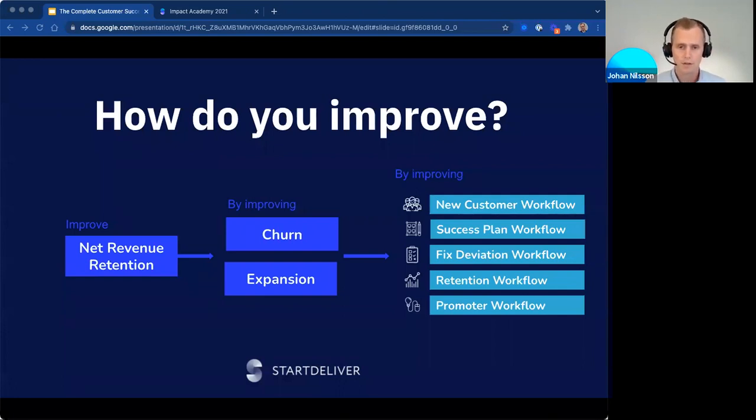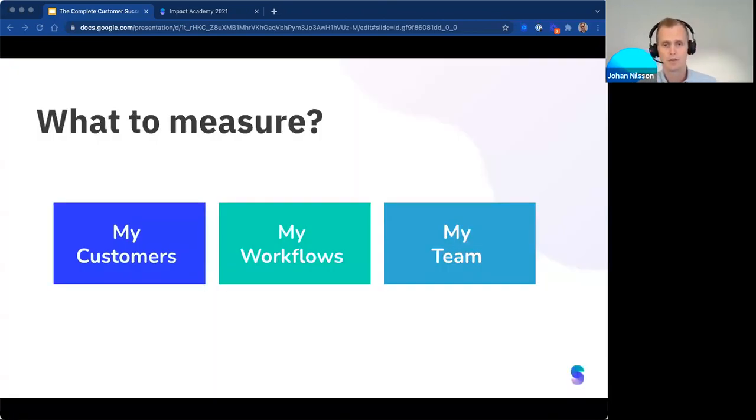But what do we measure here? And here we need to also think of this in a few different ways, because we have our customers that we want to measure, we have these workflows or processes that we want to measure, and we have the team working with these processes that we want to measure.